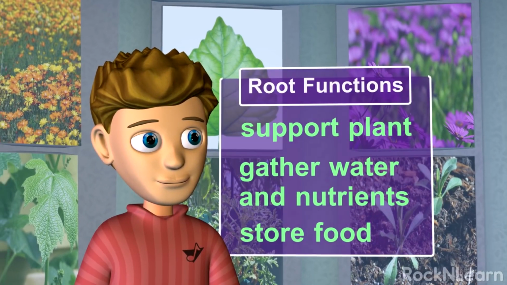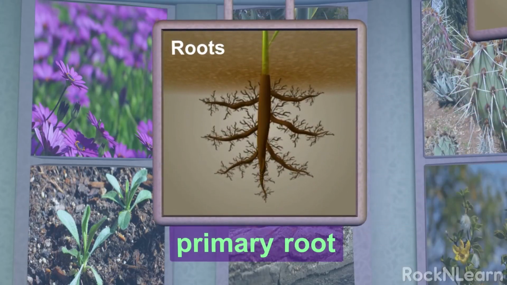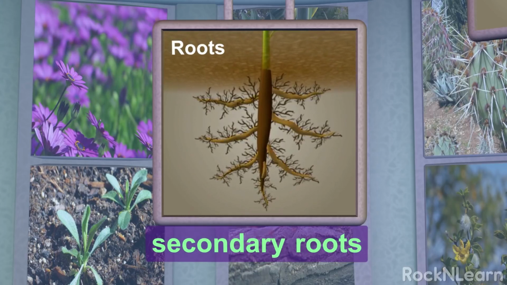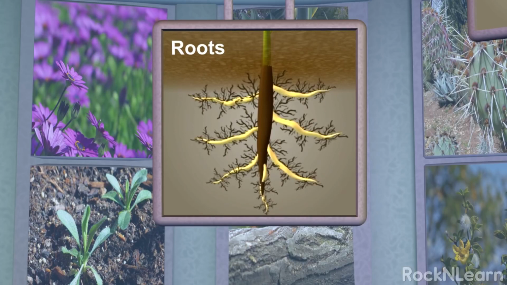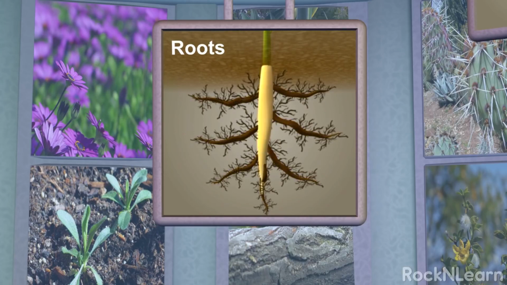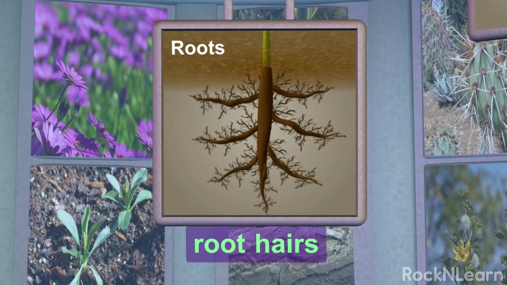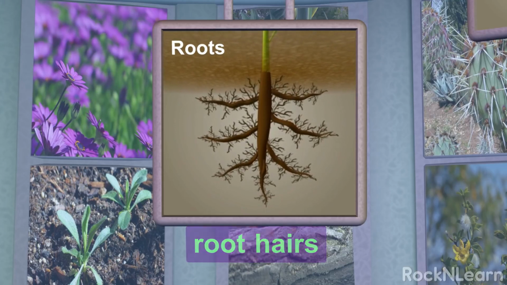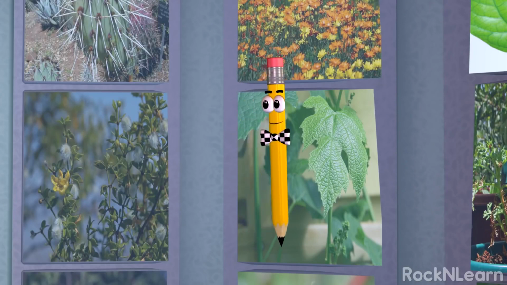The primary root grows first and is the thickest. It grows downwards. Secondary roots grow out from the primary root in many directions. On this plant, notice that the secondary roots are not as thick as the primary root. And these tiny little roots that cover the other roots are called root hairs. They maximize water and nutrient absorption from the soil. Now let's look at what stems from the roots.